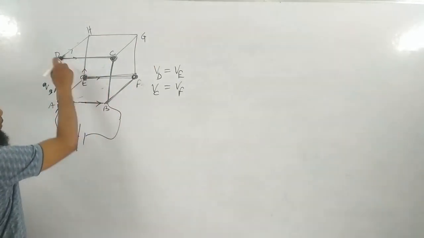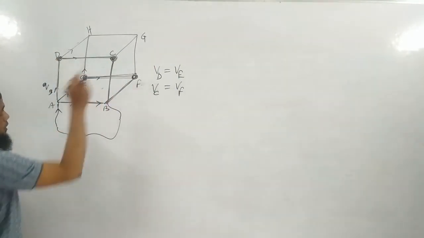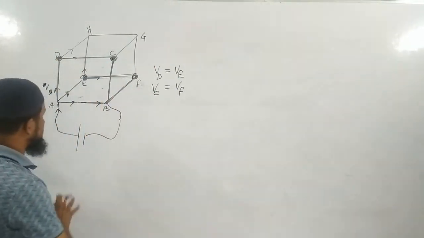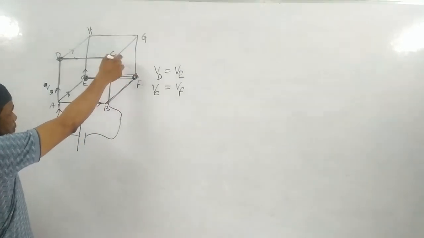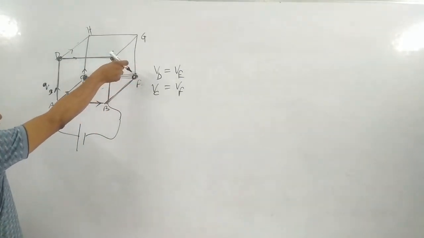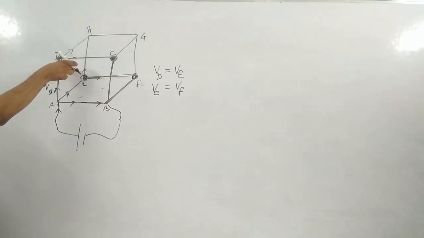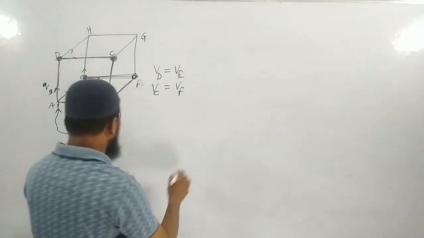So this point and this point should be having the same potential, this point and this point should be having the same potential. If that is the scenario, I can join these 2 points. These 2 points can be just joined because they have the same potential. Then how would the picture look?